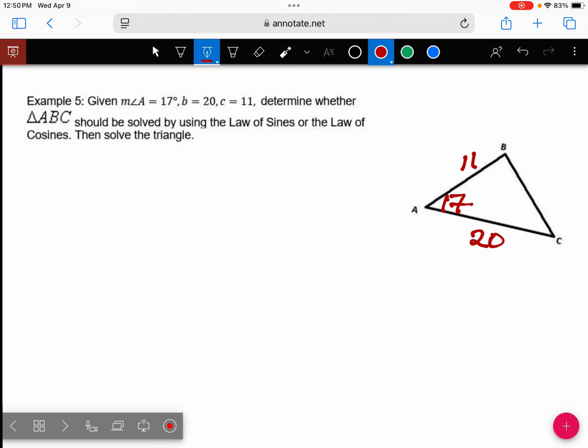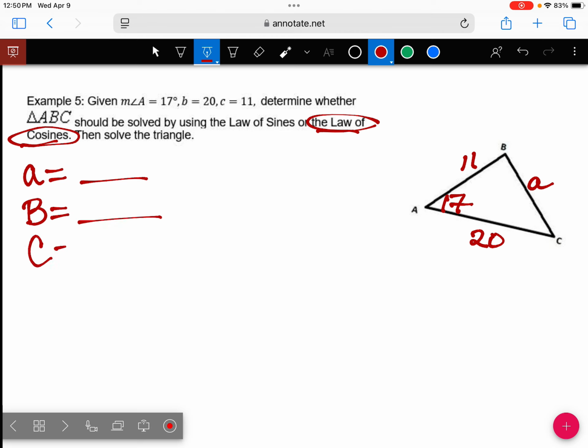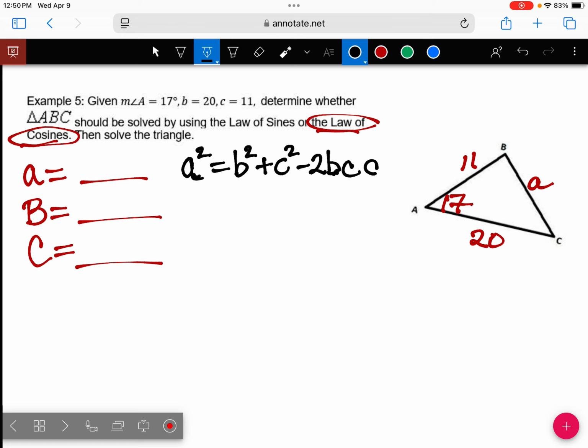So we're going to start off by finding little a. In order to solve the triangle, we're going to use the law of cosines. We need to find little a, I need to find angle B, and I need to find angle C. So when I'm looking for little a in the law of cosines, I would set it up: a squared equals the other two sides. So that's what I would have.